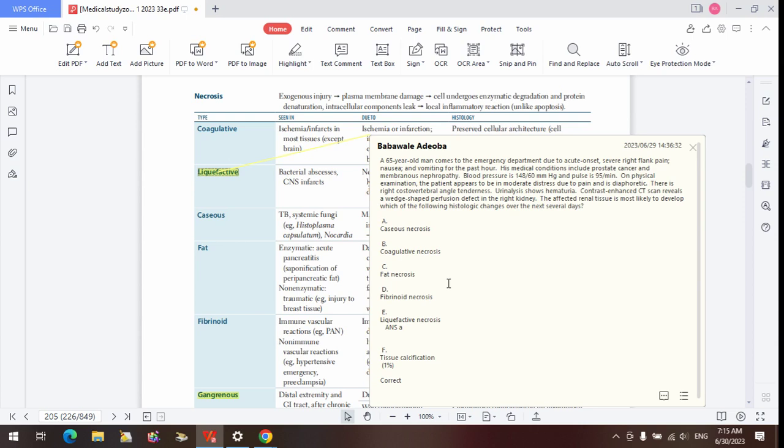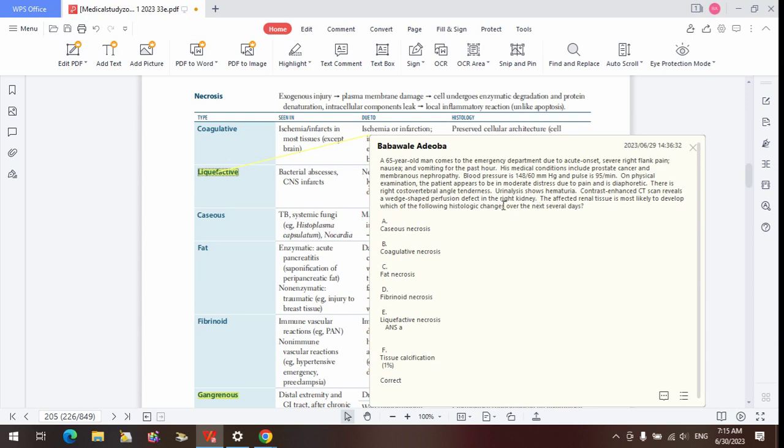Because of the ischemia. Ischemia to the vessel, I mean to the organ. What organ? Perfusion defects in the right kidney? Yeah, so what organ specifically? The kidney. I should ask you because it's relevant.